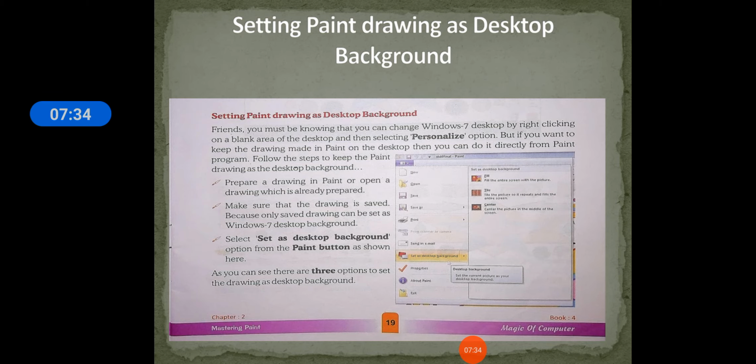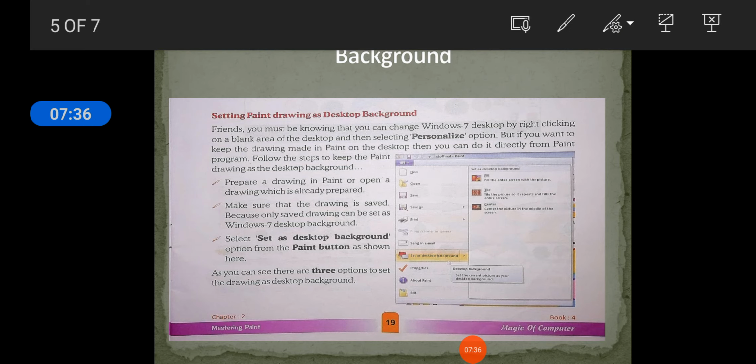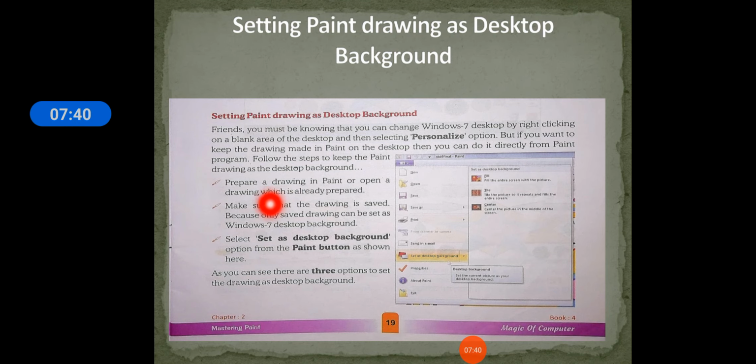Select set as desktop background. Select the set as desktop background option from the paint button as shown here. As you can see, there are 3 options to set the drawing as desktop background. When you click here, the 3 options are fill, tile, center. These are the 3 options which you are going to study in the next slide.